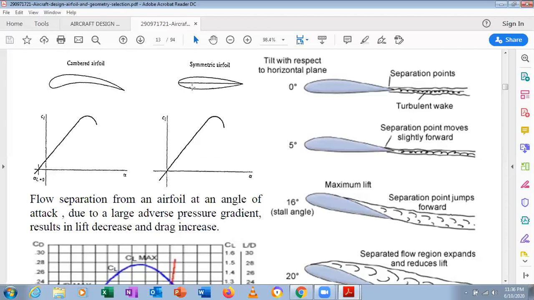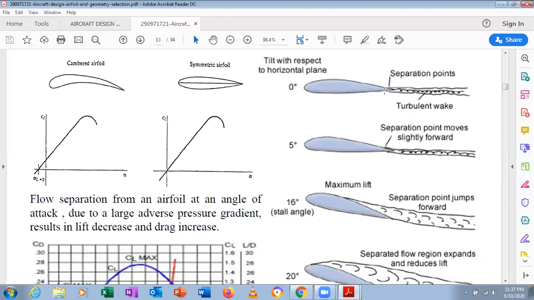Symmetric airfoils are used in the tail sections, that is the vertical as well as horizontal stabilizers, where we fix the elevators as well as the rudders, on the vertical tail as well as the horizontal tail. Clear? And we see the tail with respect to the horizontal plane.